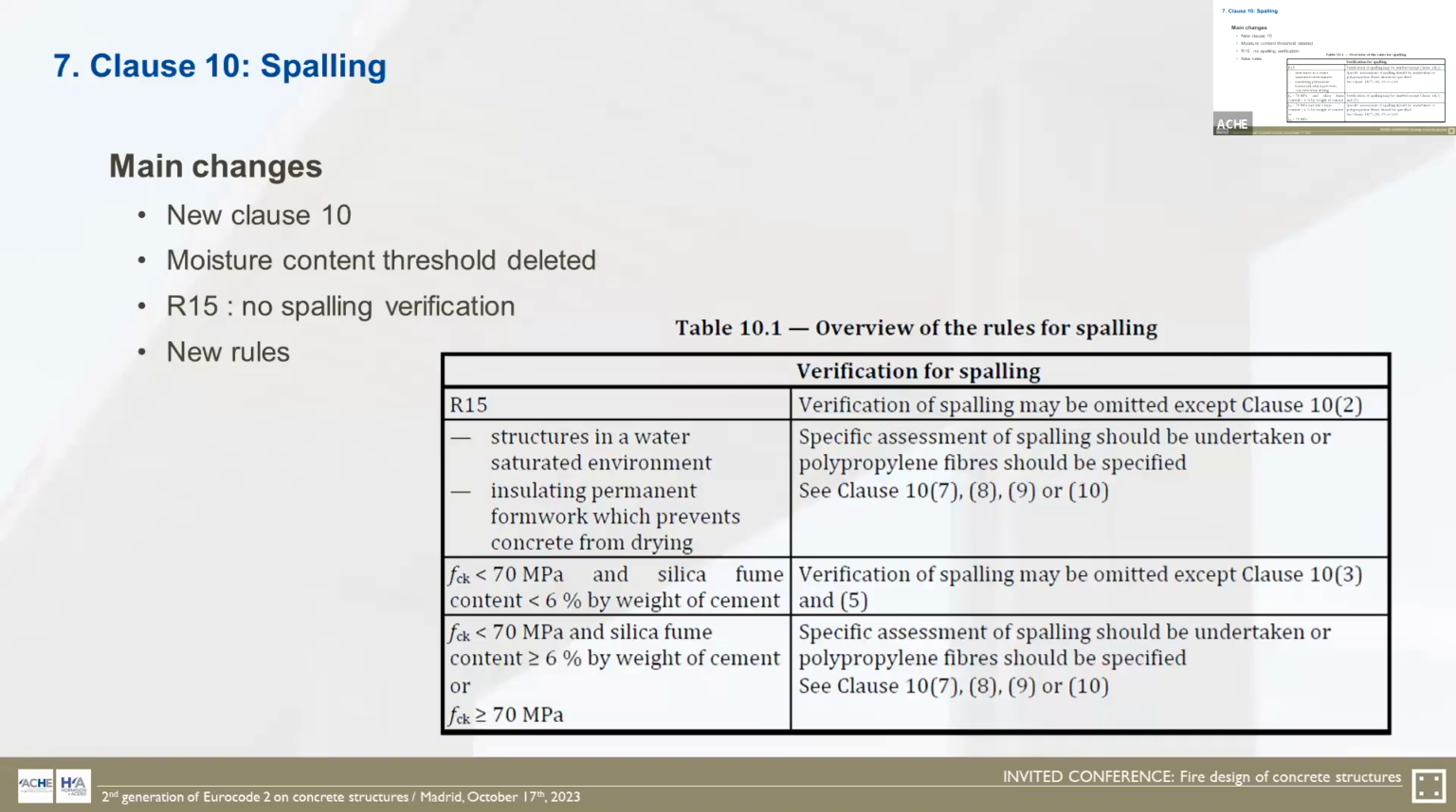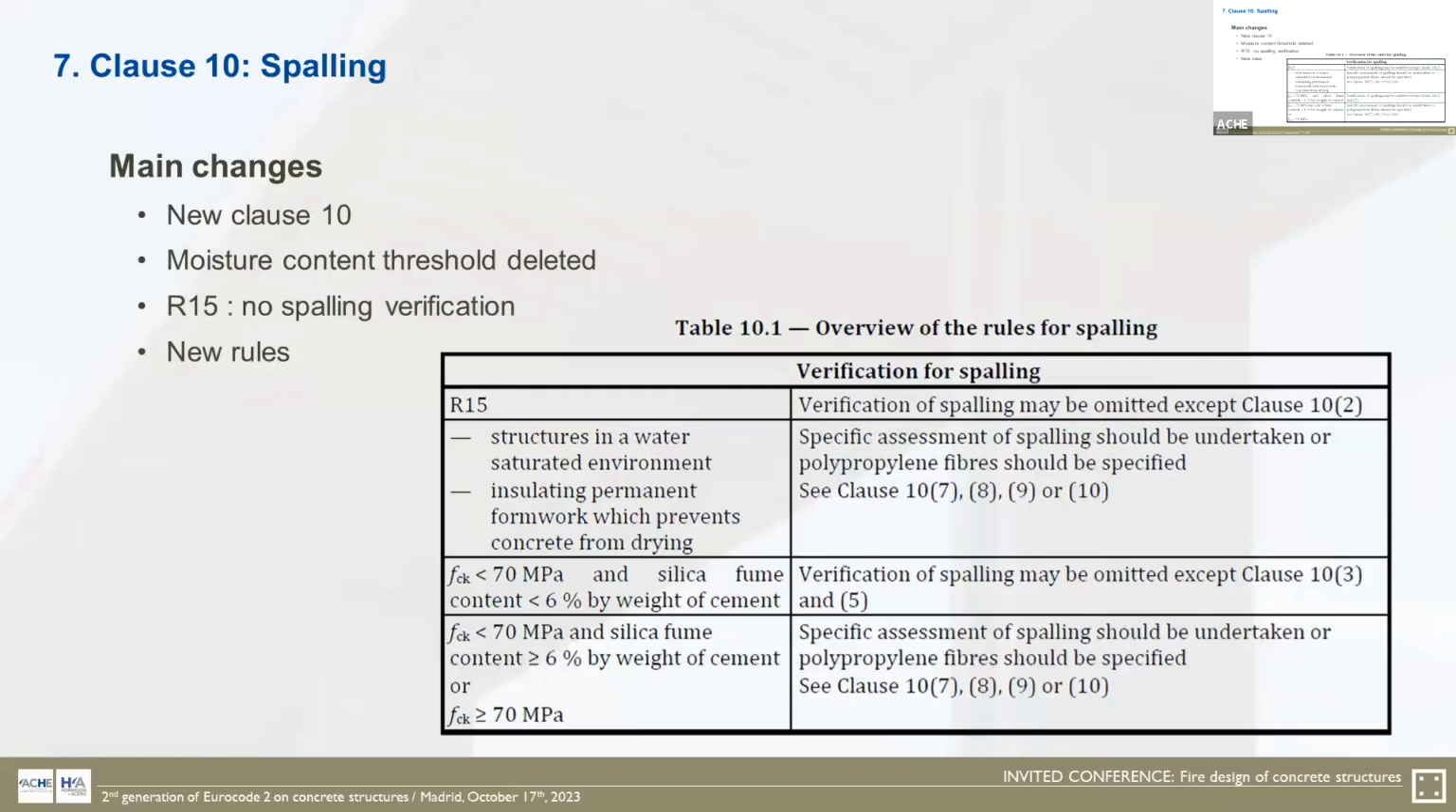There was a big decision which relates to the moisture content. There was previously an indication as regards the moisture content where the spalling risk was high or where the spalling risk was low. These data were not so clearly verified. And so the indication of the moisture content threshold was deleted.